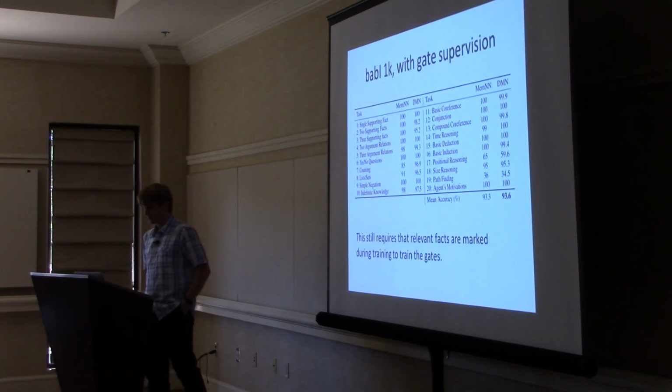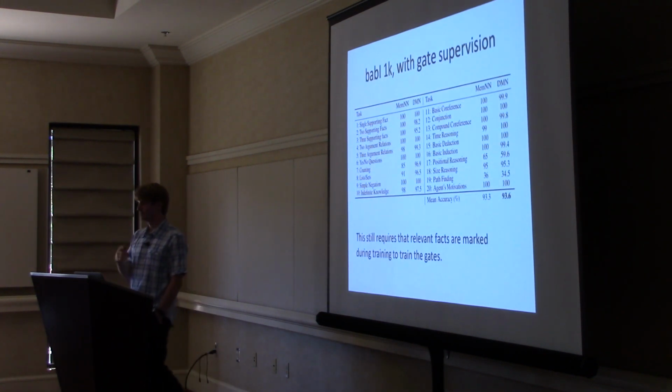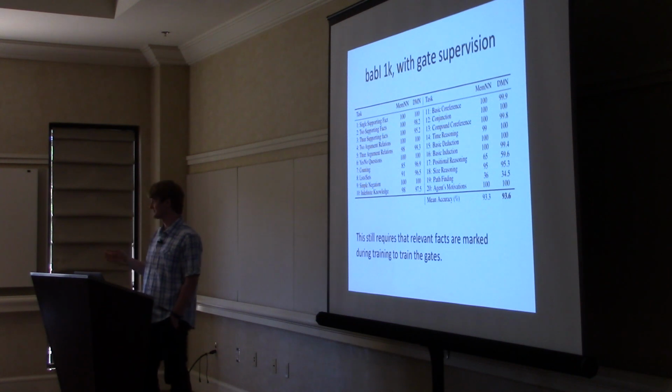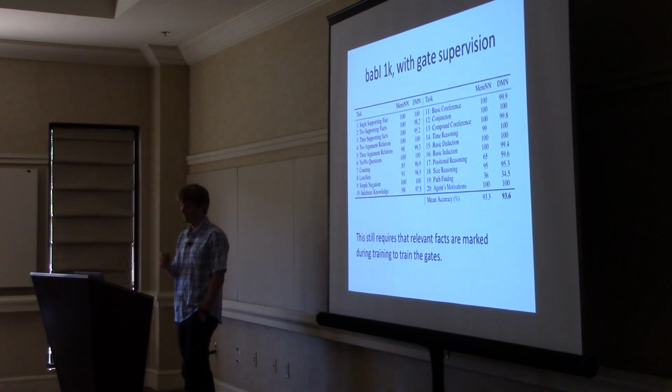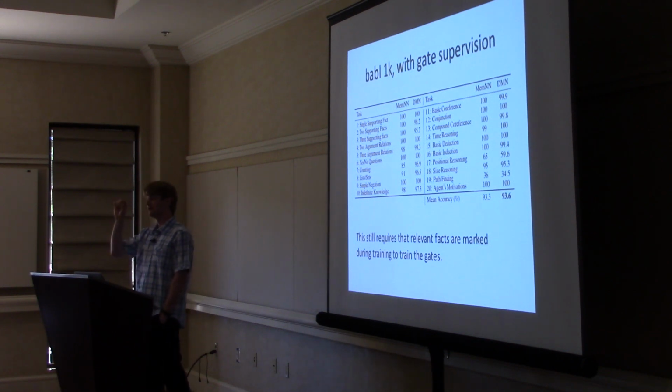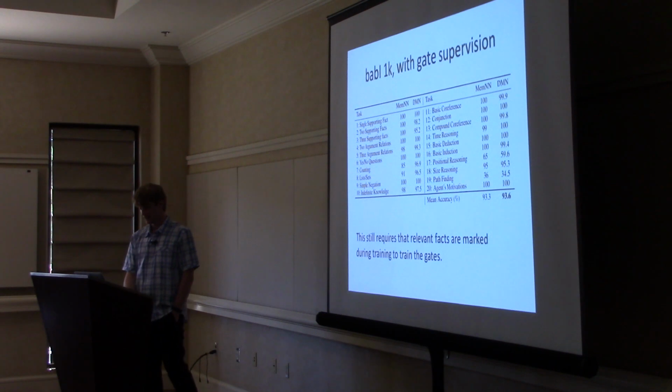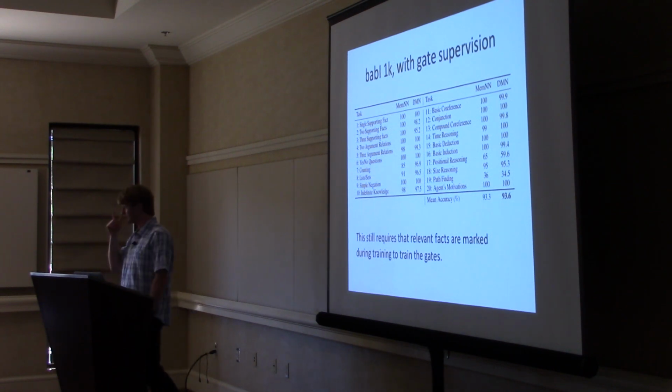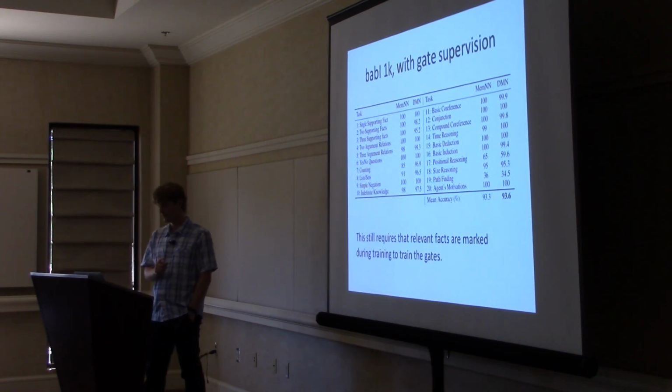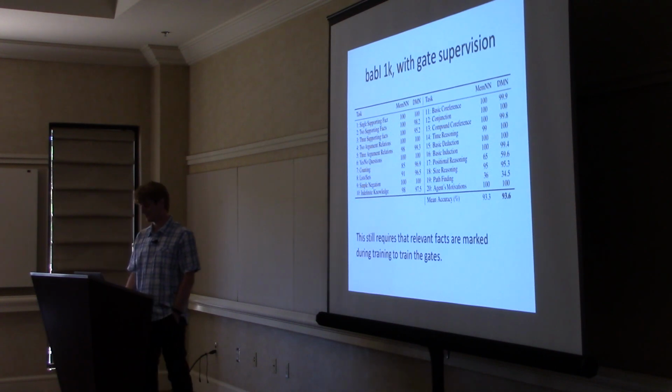So let's look at a couple of results. So this is the bAbI 1K dataset. I know there's been some discussion before. This is when we actually supervise the gates. So we tell the model, these are the relevant facts during training time, but not at test time. And I think this is the most accurate model still on 1K with gate supervision.